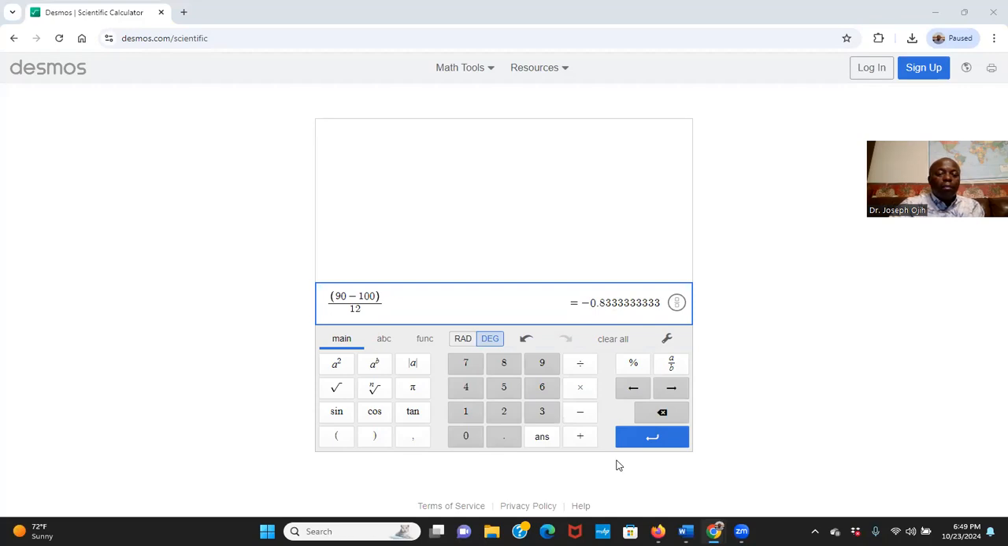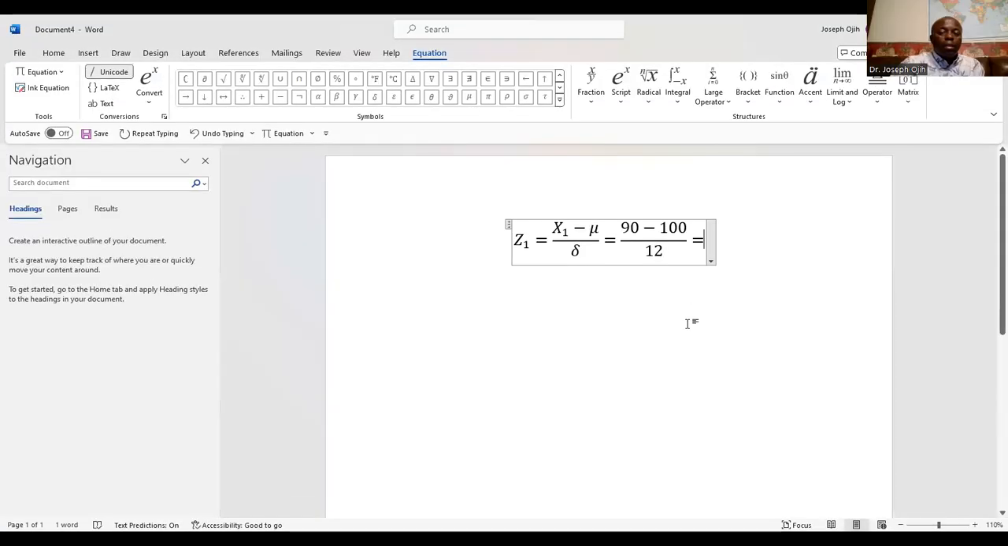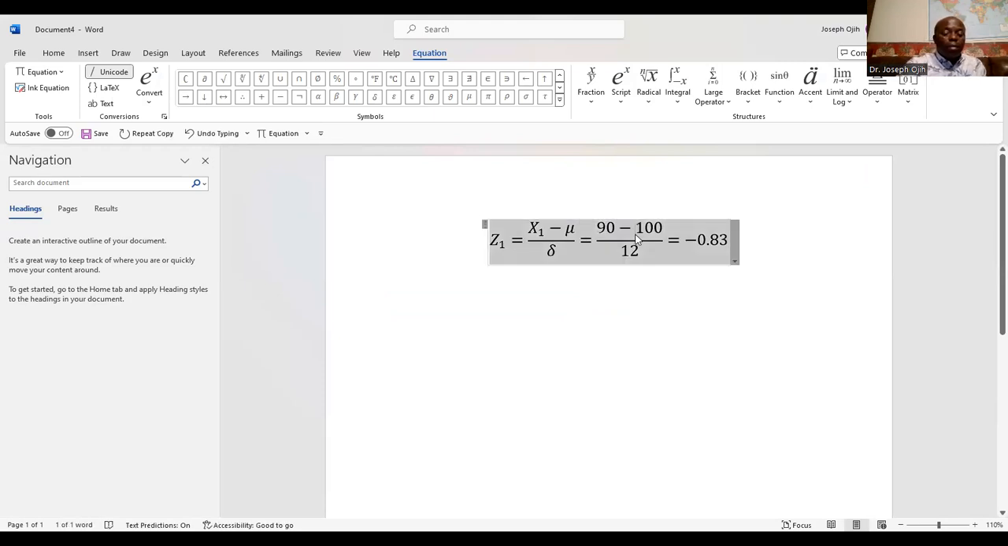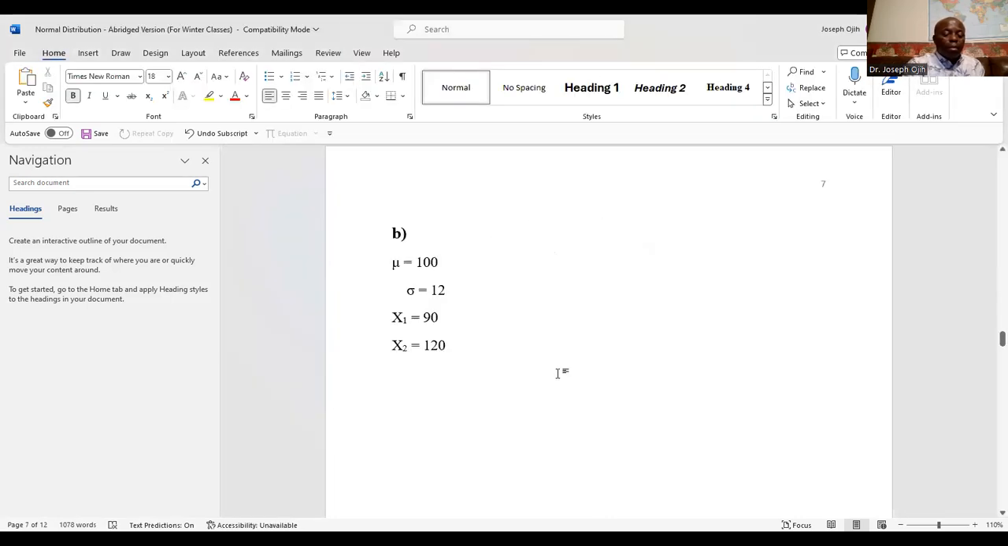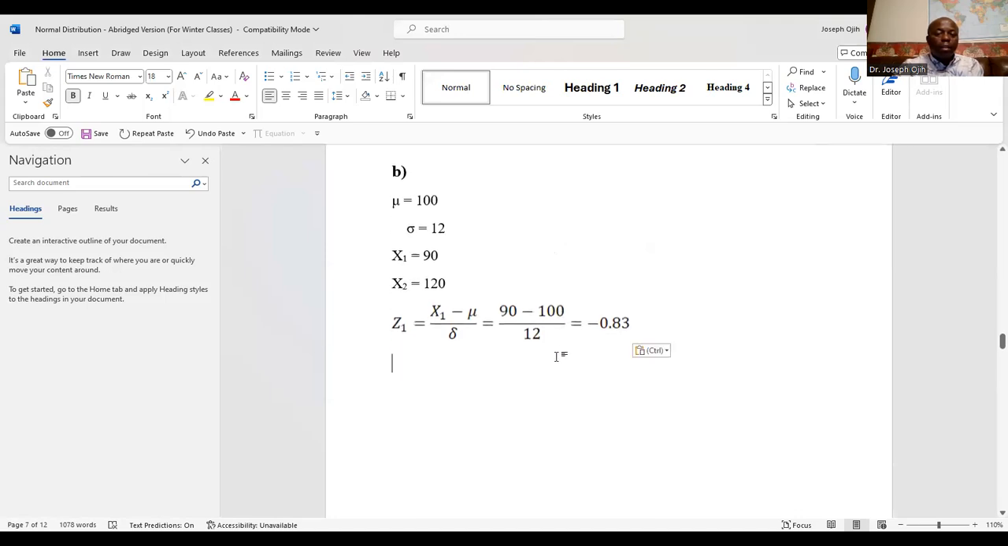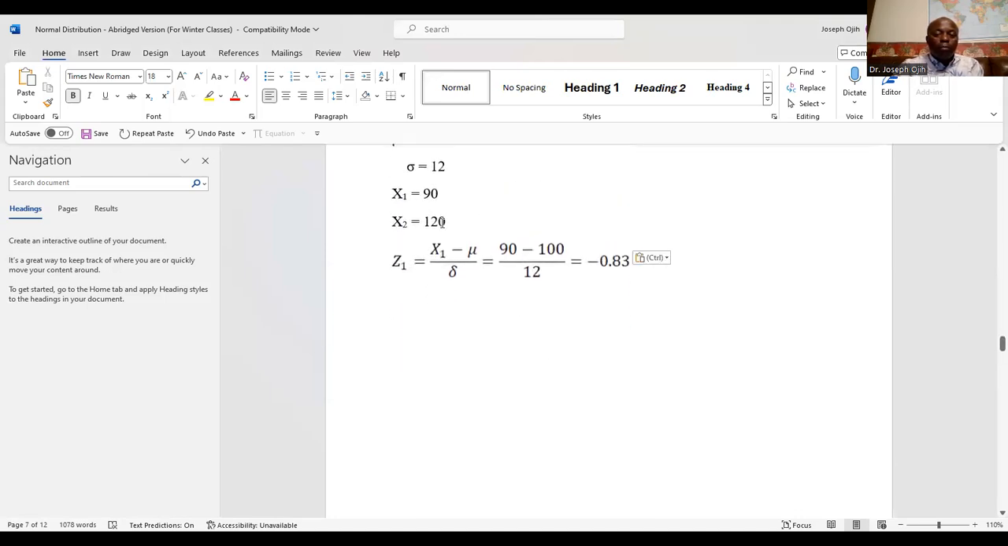So we're gonna put it right there. Negative 0.83. I'm gonna copy this and put it here. Now it is no longer x1, it is now z1, and it's no longer 90, it is now negative 0.83. We have transformed 90 into negative 0.83. So let's transform x2, the same process.